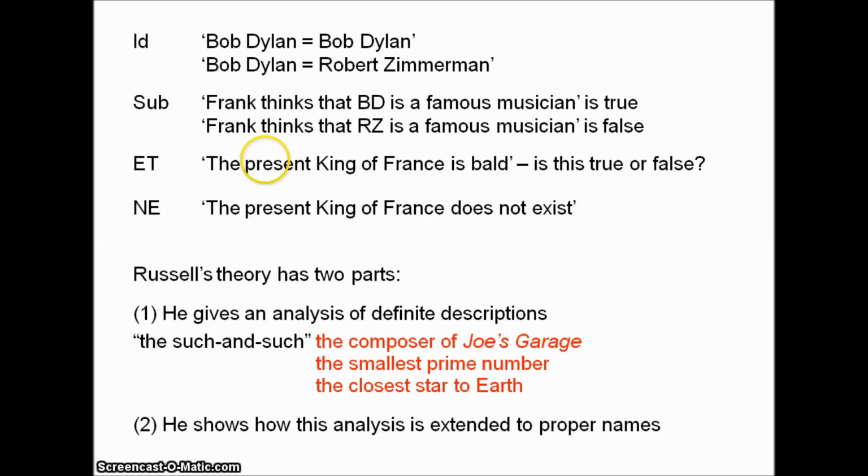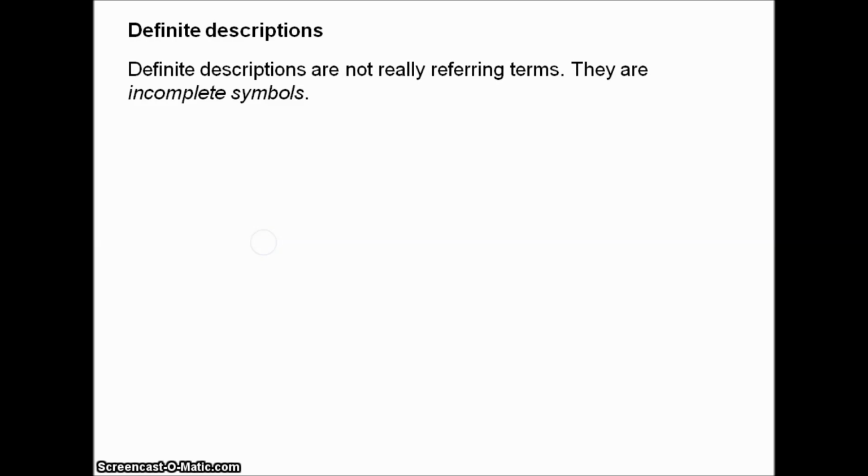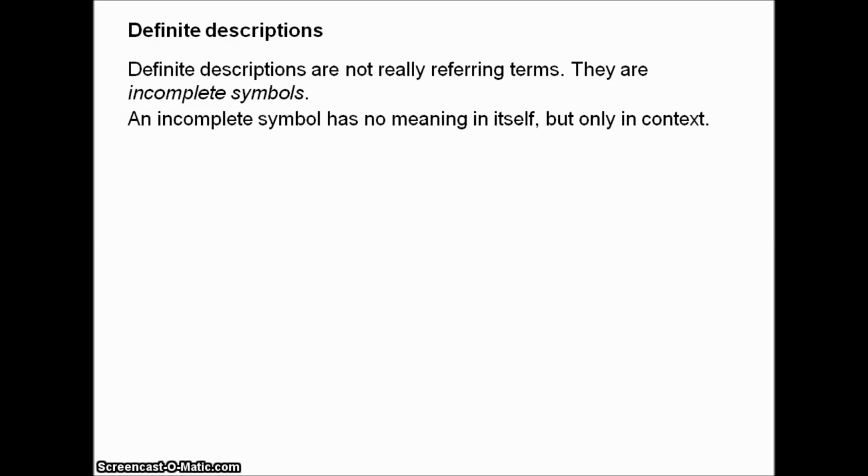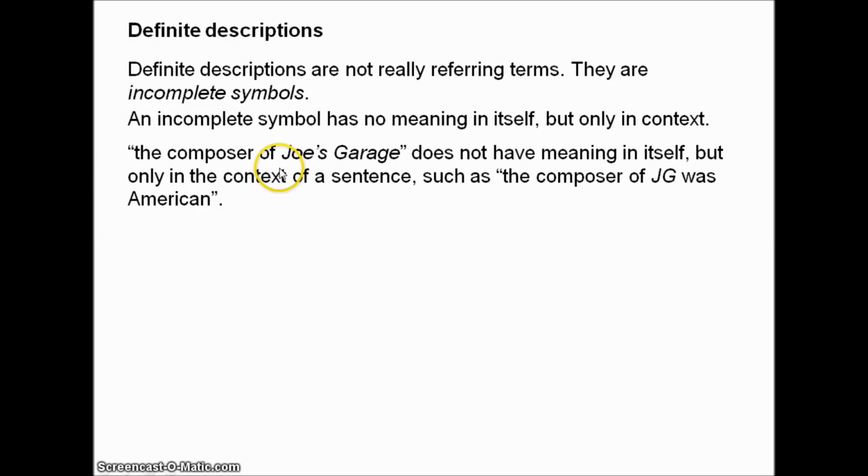Right, let's start with his analysis of definite descriptions. Firstly, Russell claims that definite descriptions are not referring terms at all, but incomplete symbols. Essentially, an incomplete symbol is something that has no meaning in isolation, it has meaning only in context. So we would usually think that the description, the composer of Joe's garage, has meaning in itself. But according to Russell, this is mistaken. It's only in the context of a sentence, such as the composer of Joe's garage was American, that the description has any meaning. Now, the reasons for this view will become clear soon. That's the first basic idea, and we'll come back to that in a minute.